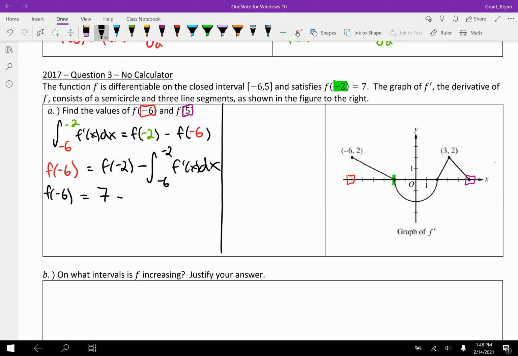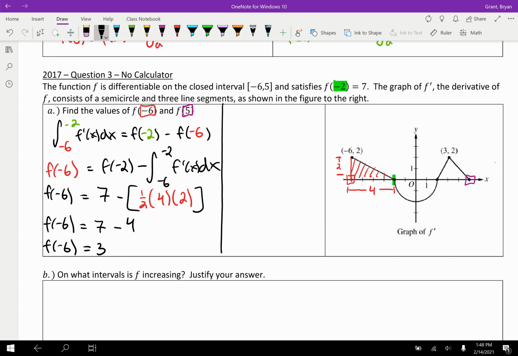So area-wise, let's go ahead and think about this friendly little area here. It looks just like a triangle, has a base of 1, 2, 3, 4, and a height of, they tell us, 2. It's nice. So we're going to find the area of the triangle by doing 1/2 times the base times the height. Okay, finishing this off, 7 minus, that's 8, half of 8 is 4, so it looks like f of -6 is 3. Cool. Let's do the other, f of 5.